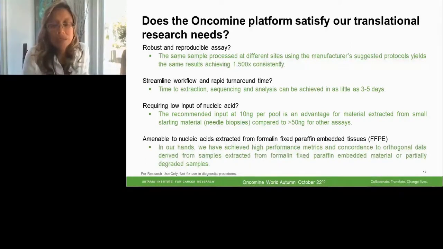We've also shown that you only need 10 nanograms of input per pool, so an average of 20 nanograms per assay. And this is in comparison to some other assays that require upwards of 50 nanograms. We've also demonstrated that the assay is amenable to nucleic acids extracted from formalin-fixed paraffin-embedded tissues. While I wasn't able to share with you some of the data from our other studies, we have been able to rescue samples that failed other sequencing technologies using the Oncomine platform, and we're able to generate good data from those poor, degraded samples.